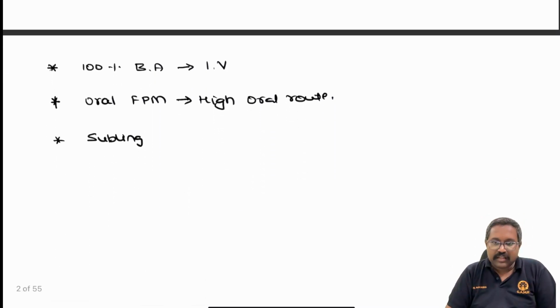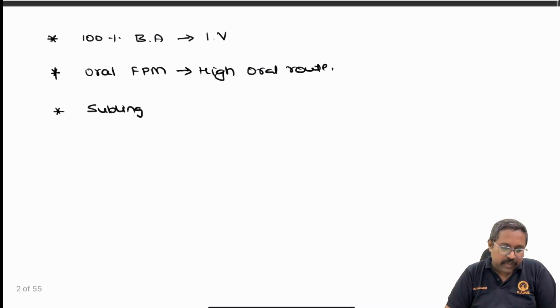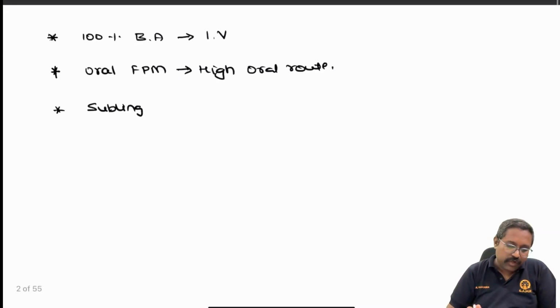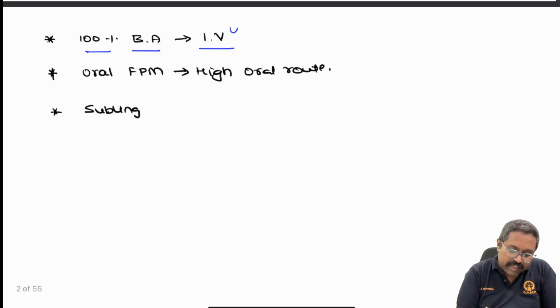So first of all, we'll learn about some of the basic things that you need to remember. The basic thing you should remember is which route has got 100% bioavailability. Please remember, that is your intravenous route. Also remember, this has been asked many times in your examination, that through the oral route the first pass metabolism is high.